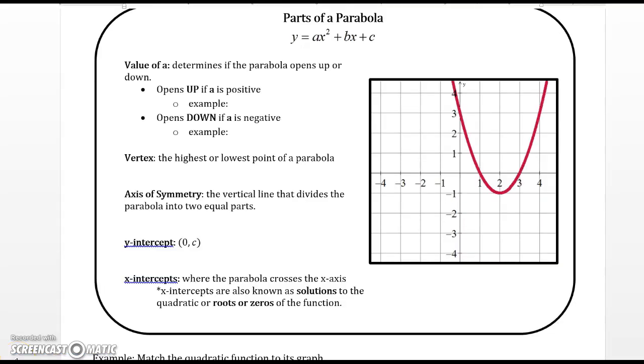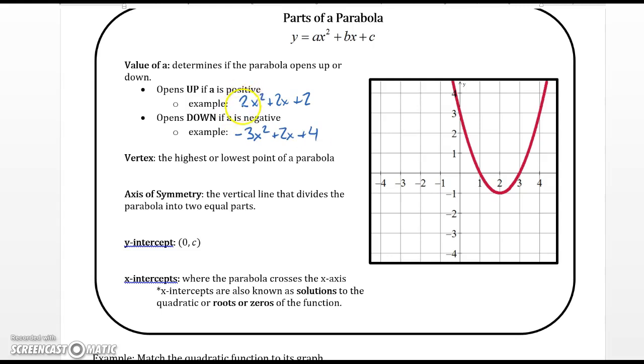Alright, on this page, it is telling us about the parts of a parabola and how the equation is going to help you determine those parts. So the value of a, remember a is the coefficient of the x squared term. If it is positive, your parabola is going to open up. So this one is an example of one that is opening up. If it opens down, a is going to be negative. So this would be an example of like 2x squared plus 2x plus 2. This one would be maybe negative 3x squared plus 2x plus 4.